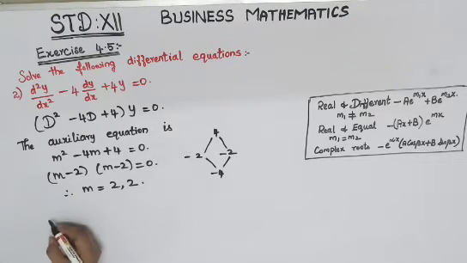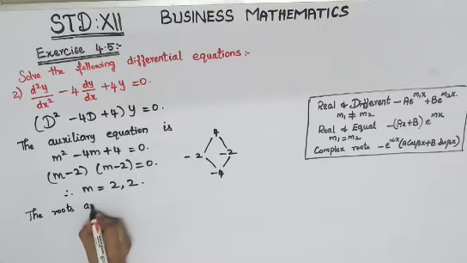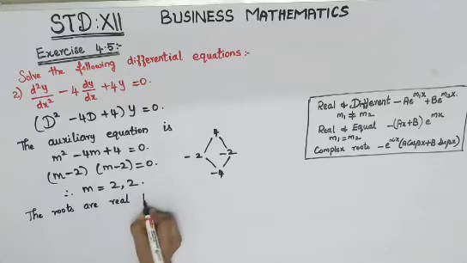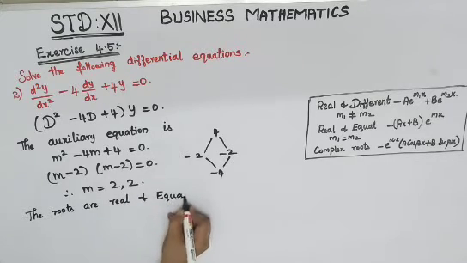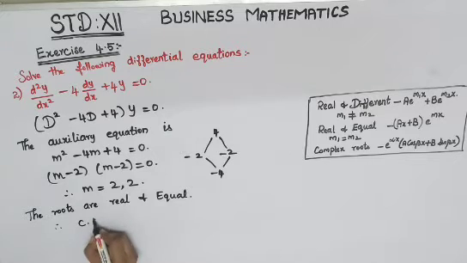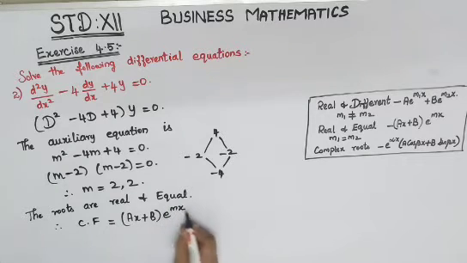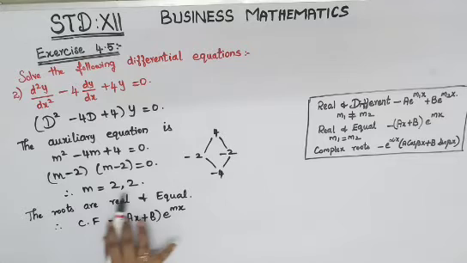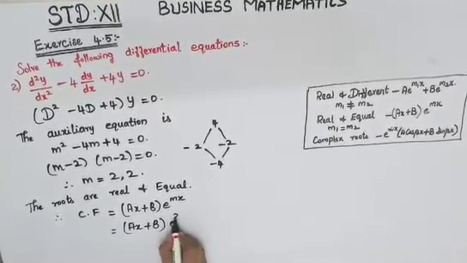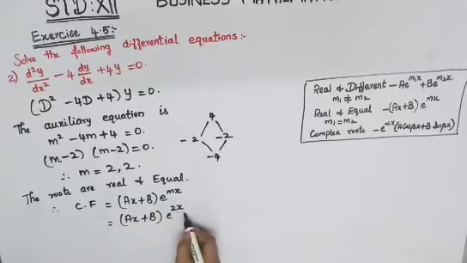Okay. So just we'll write it as, the roots are real and equal, therefore CF, that is your complementary function, is equal to, just go to that formula. So that is (ax plus b) into e power mx. So in the place of m you will have to write 2 because both are same. Just if you write once, that is enough. So that is equal to (ax plus b) into e power 2x. In the place of m you will have to write 2. Okay, so it is 2x.